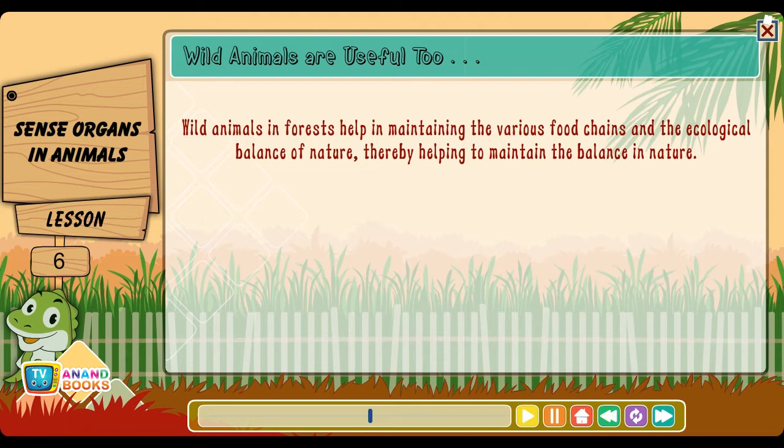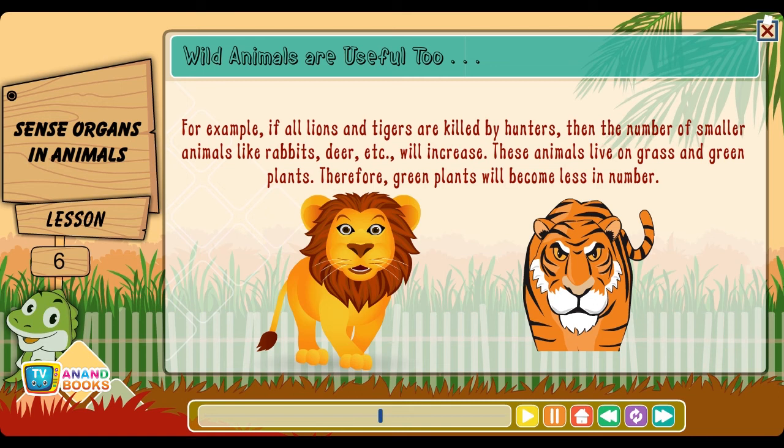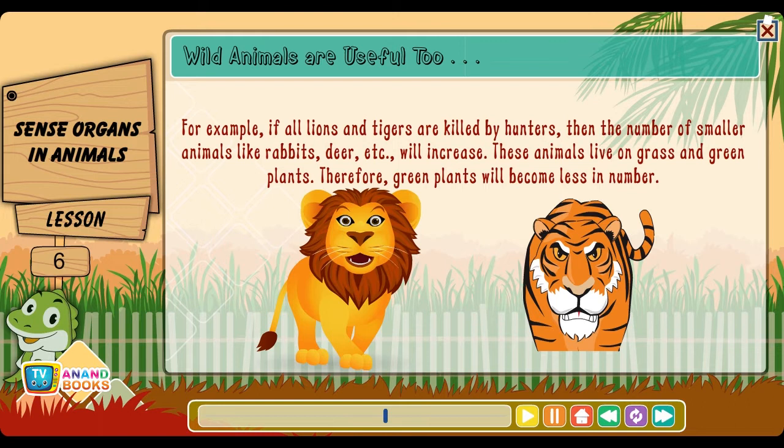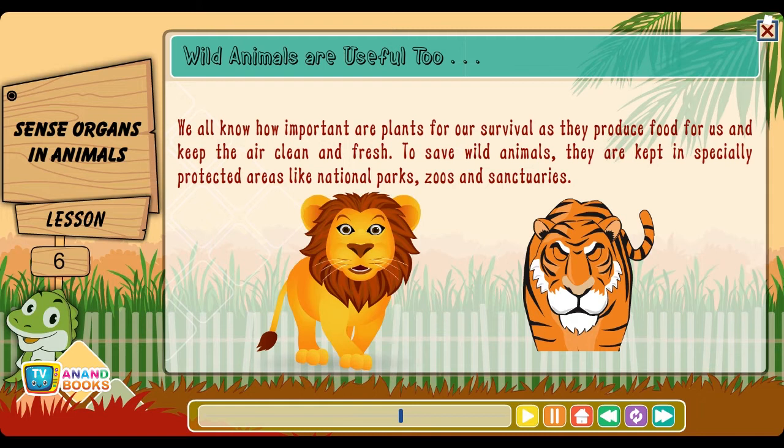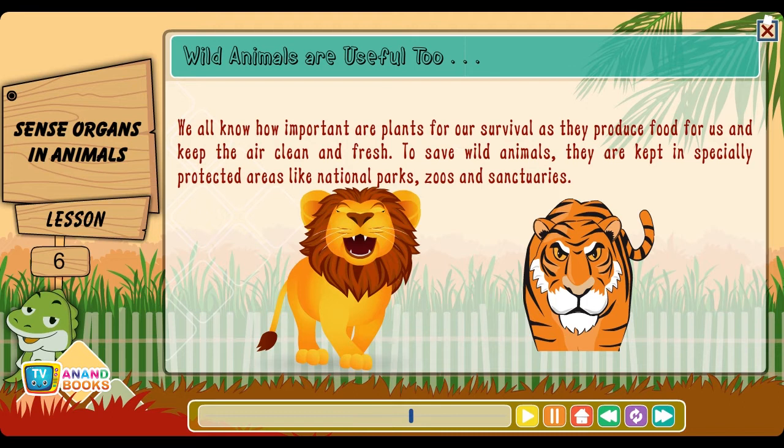Wild animals in forests help in maintaining the various food chains and the ecological balance of nature. For example, if all lions and tigers are killed by hunters, then the number of smaller animals like rabbits, deer, etc. will increase. These animals live on grass and green plants. Therefore, green plants will become less in number. We all know how important plants are for our survival, as they produce food for us and keep the air clean and fresh. To save wild animals, they are kept in specially protected areas like national parks, zoos and sanctuaries.